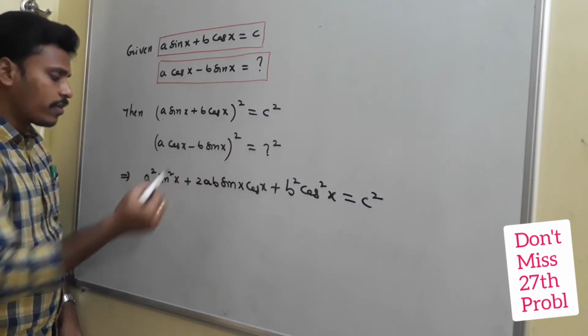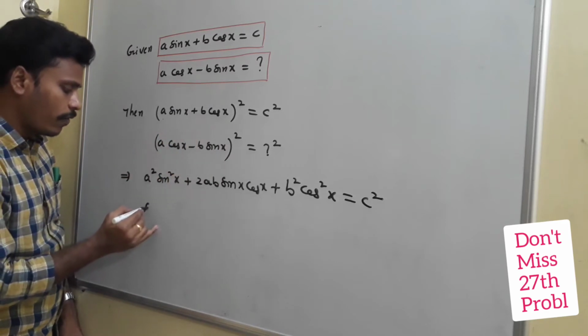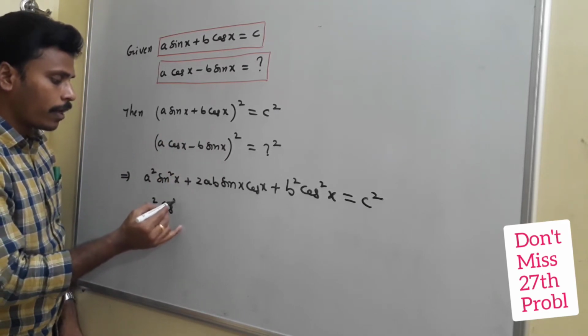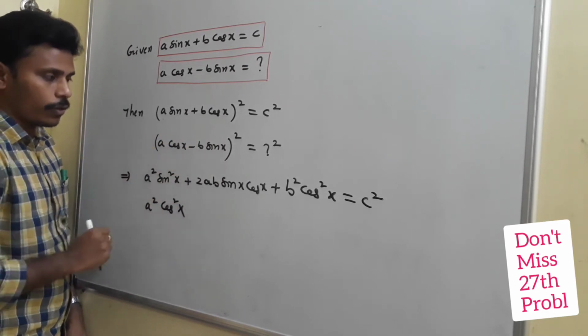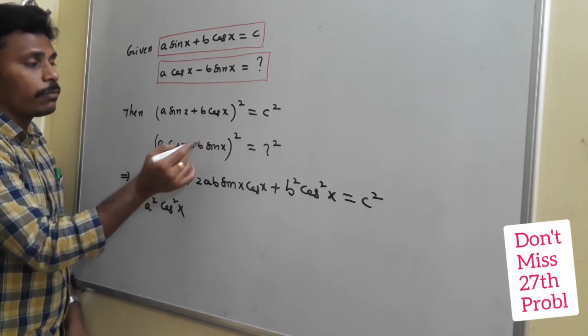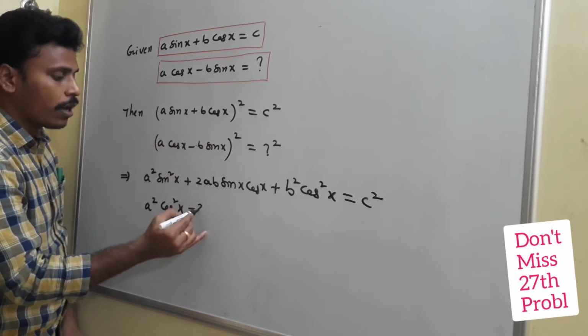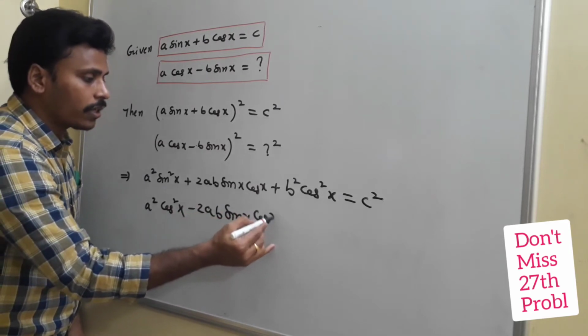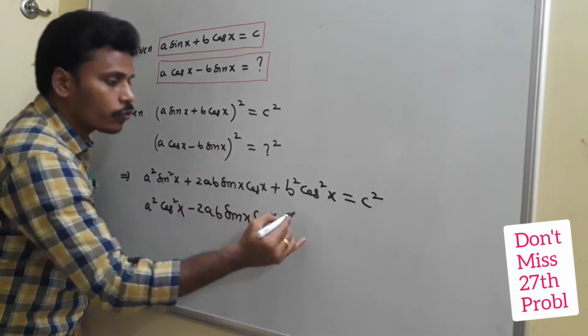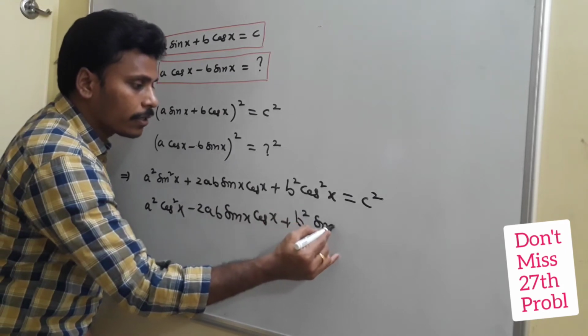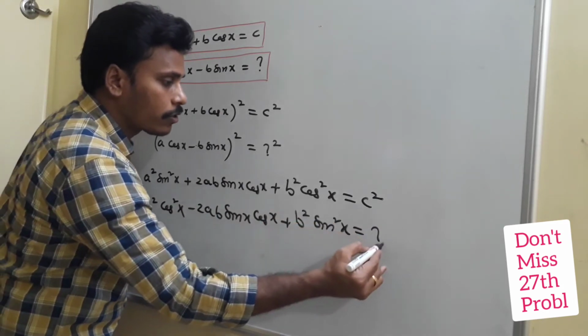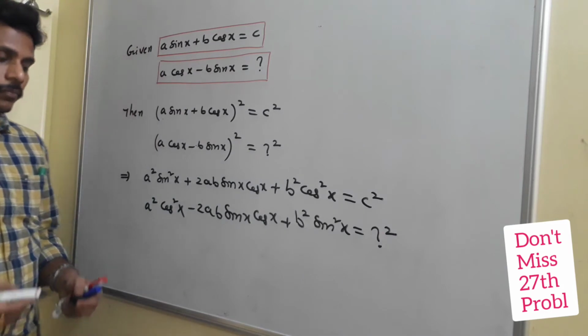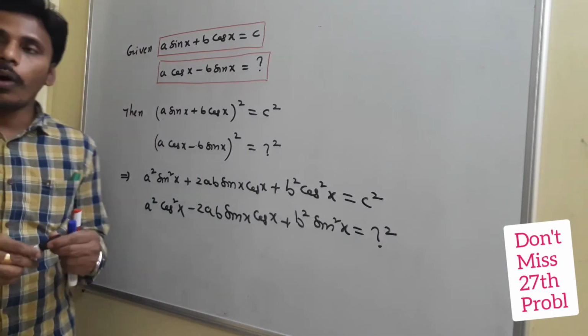And now from the second one again you are squaring here. What will happen? a square cos square x, square of this one. And now since we have a minus sign in between them, you need to use that, what? Minus 2ab sin x cos x plus square of this one is what? b square sin square x is equal to question mark square. Right? And now what to do?